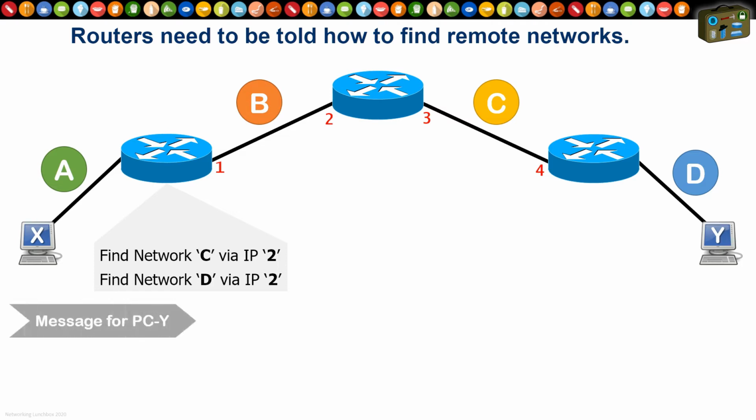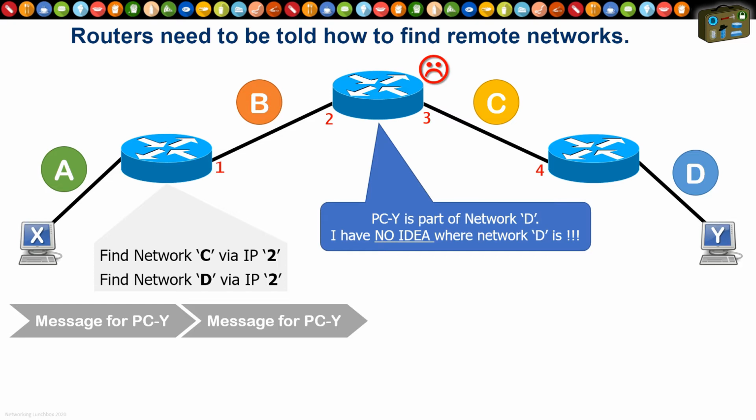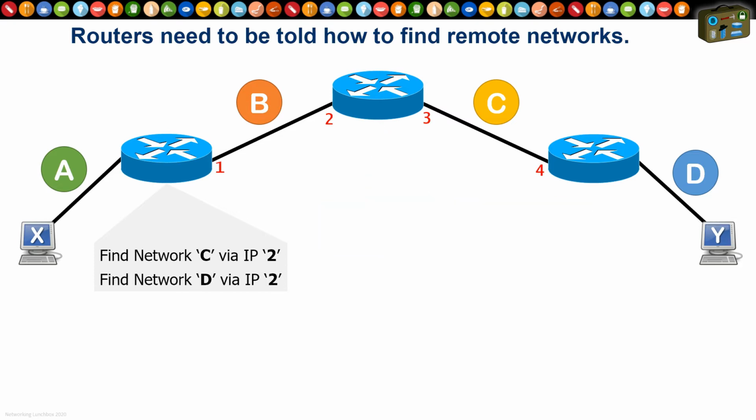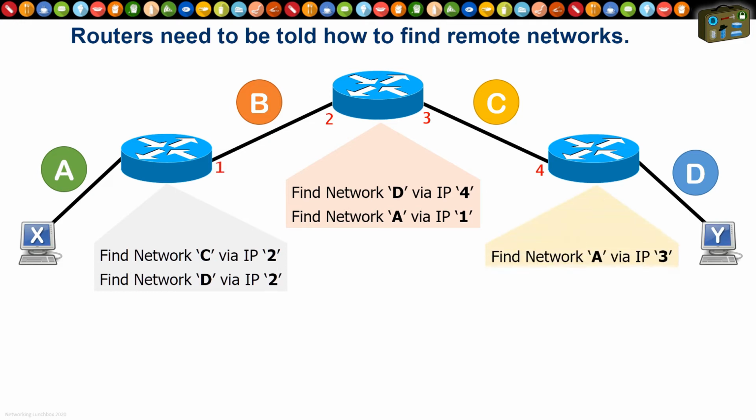So traffic hits the left-hand router. Sure, it knows what to do with it. It gives it to the middle router. But now the middle router has no idea where network D is, so it's unable to forward that user traffic. Now the middle router needs to find network D. It goes via IP 4. And on the way back, if it wants to find network A, it goes via IP number 1. So to finish it off, the right-hand router needs to find network A via IP address 3 and network B via IP address number 3 as well.